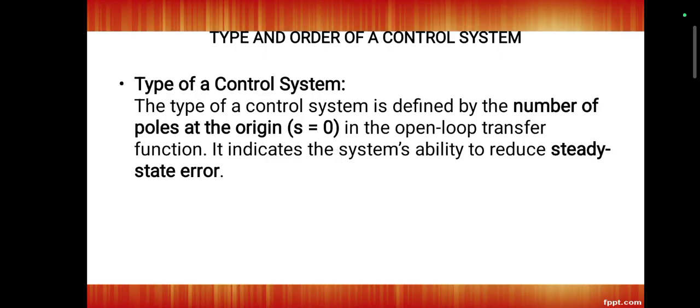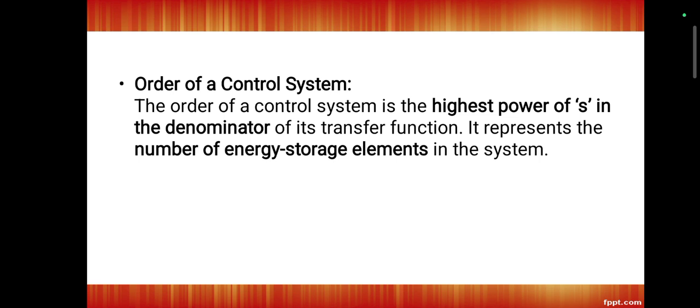And the type and order of the system. Type of the control system is defined as the number of poles at the origin, at s equal to 0, in the open loop transfer function. It indicates the system's ability to reduce steady state error. Then the order of the system is the highest power of s in the denominator of the system transfer function. It represents the number of energy storage elements. So type and order of the system are very important to determine the system behavior.